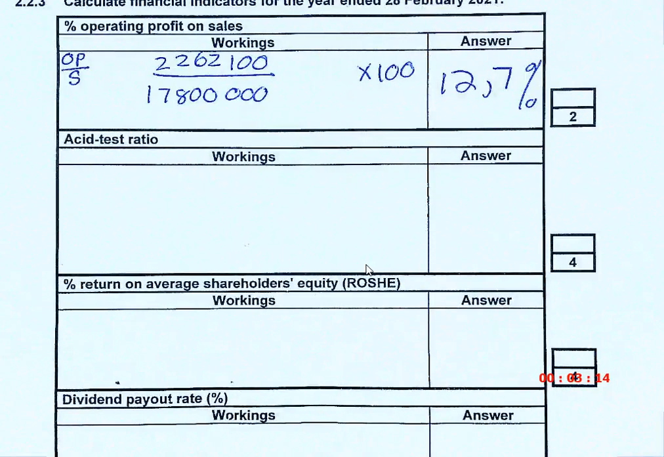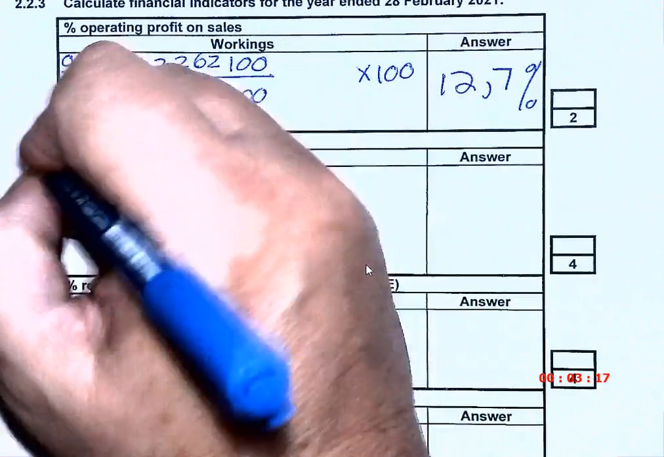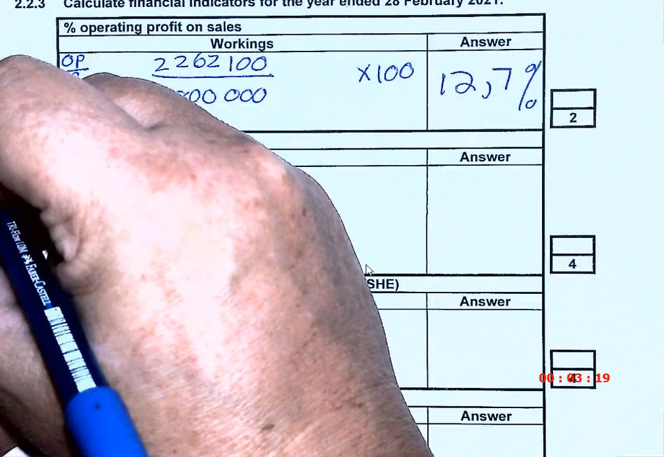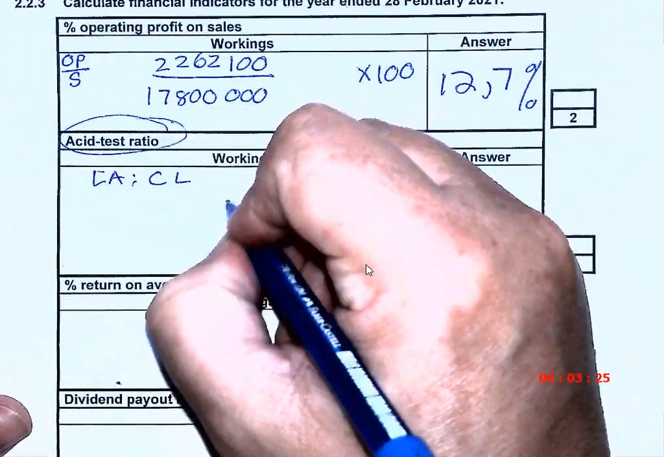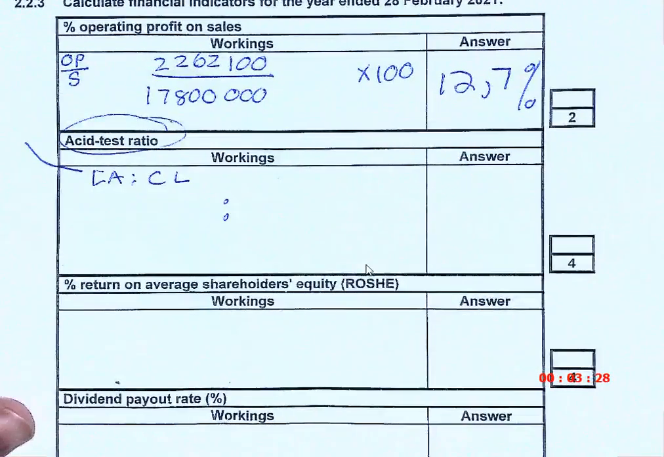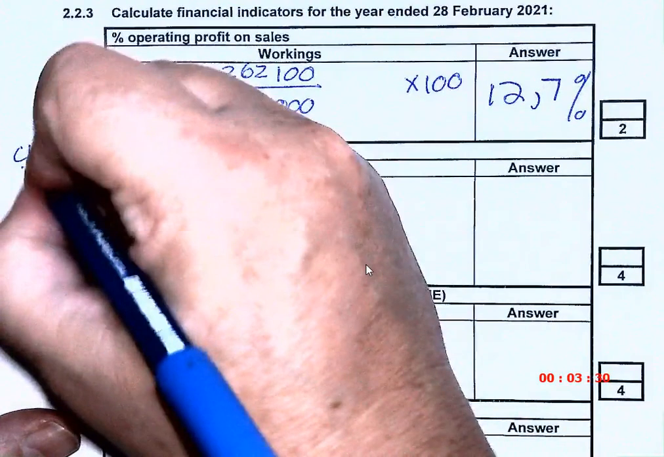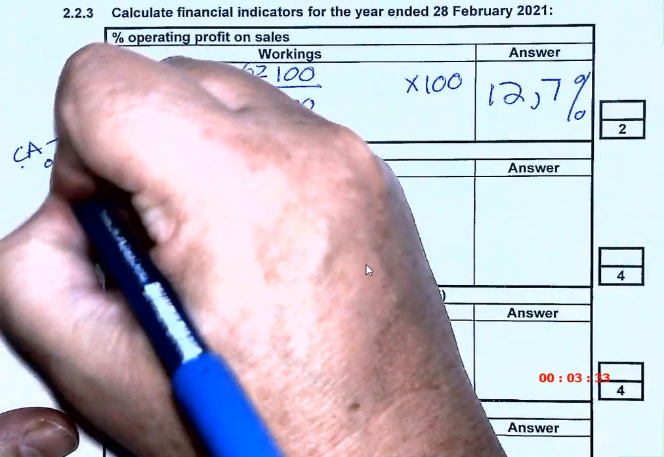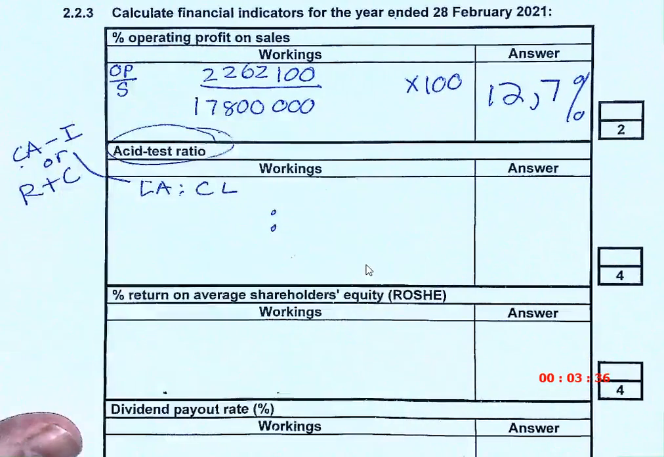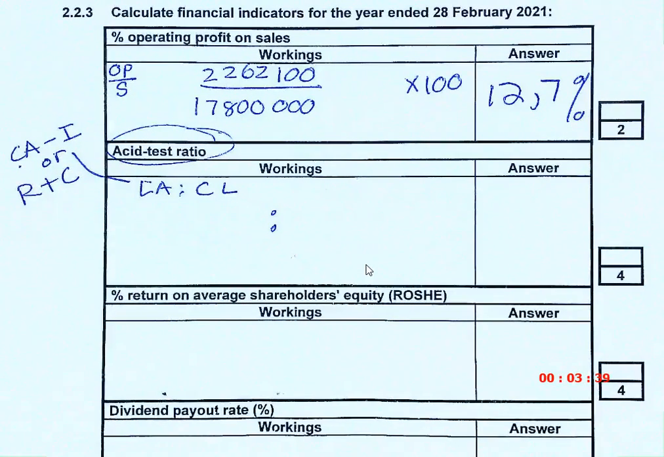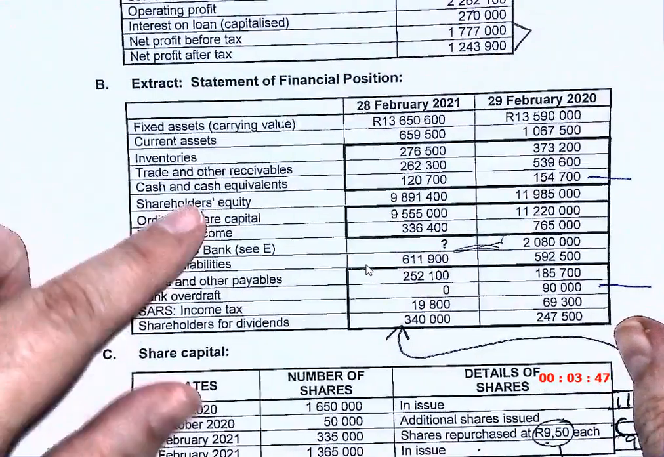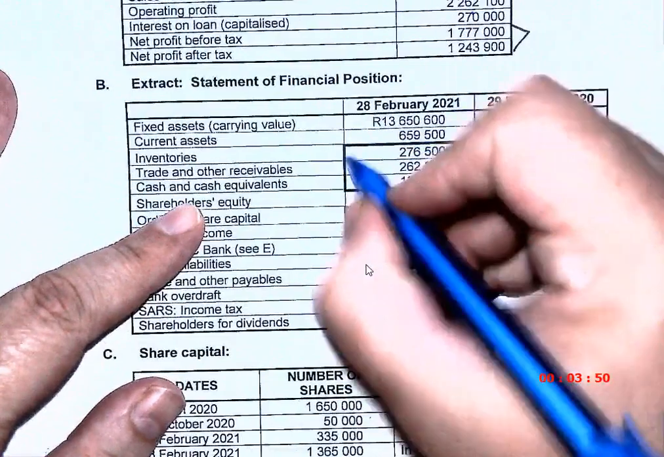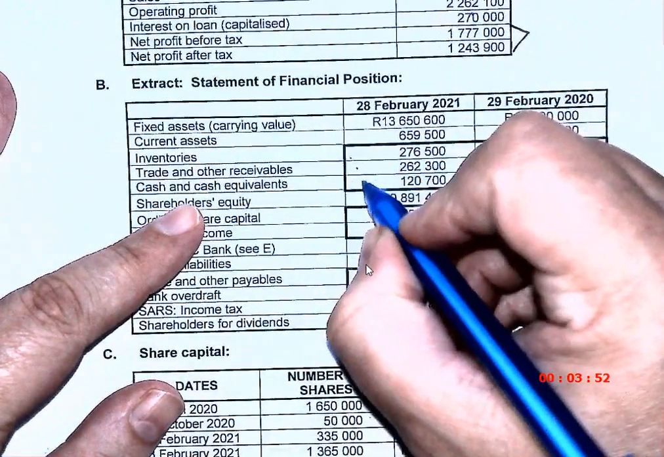Now, next one. Acid test ratio. So the acid test ratio, you know you want your liquid assets to your current liabilities. Now liquid assets, you can either say current assets less inventory, or you can say receivables plus cash, depending on the information they give you. And if they give you all the options, you choose which one you understand best. So now let's go look. Can you see they give me all the options? They give me current assets, inventory, receivables, and cash.